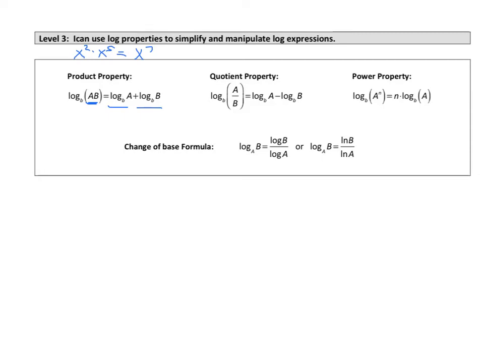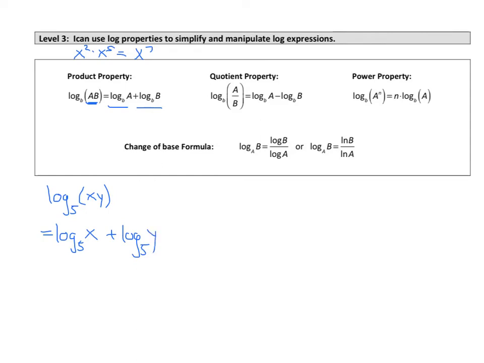And same idea with this log. On the inside of the log, we have 2 things being multiplied. We split it apart into 2 logs that are added. So an example would be log base 5 of x times y. And I could split this apart into 2 logs, log base 5 of x plus log base 5 of y.